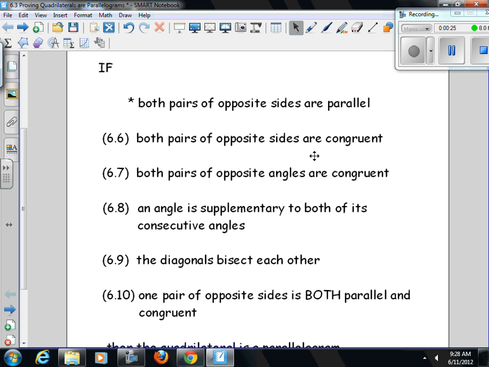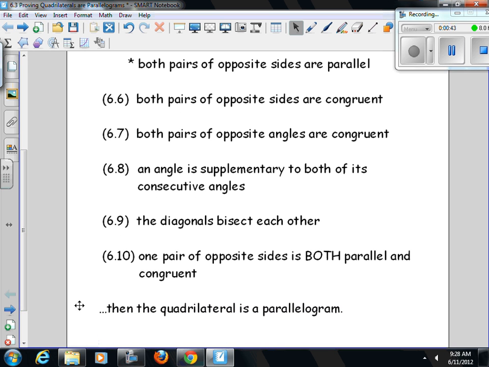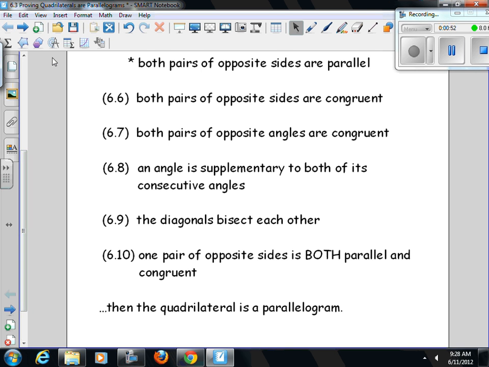of opposite sides are congruent, if both pairs of opposite angles are congruent, if an angle is supplementary to both of its consecutive angles, if the diagonals bisect each other, and lastly, if one pair of opposite sides is both parallel and congruent. If any one of those occur, then the quadrilateral is a parallelogram.